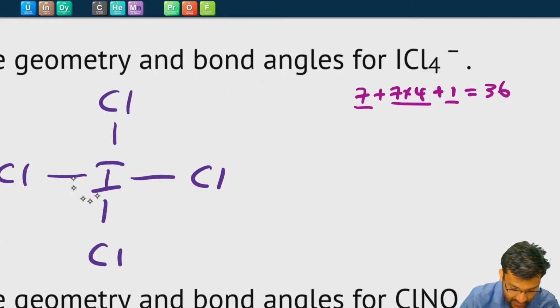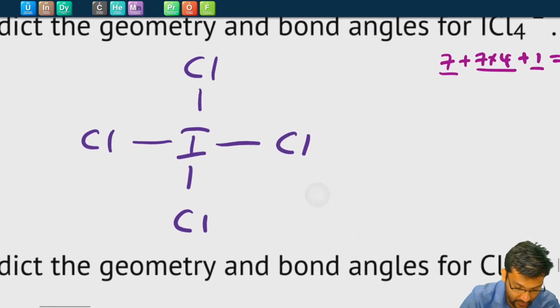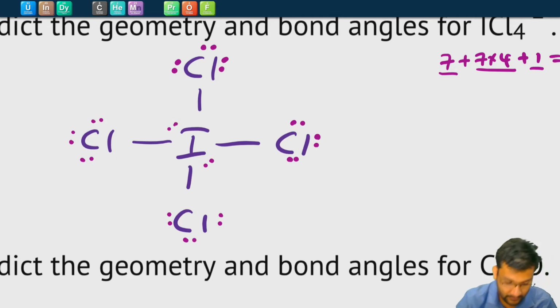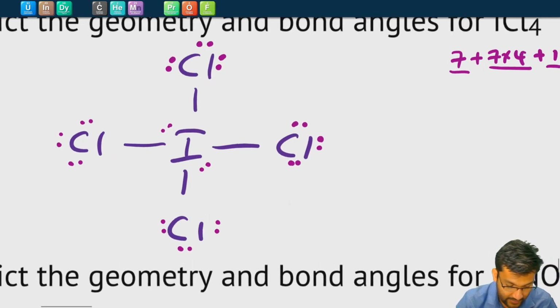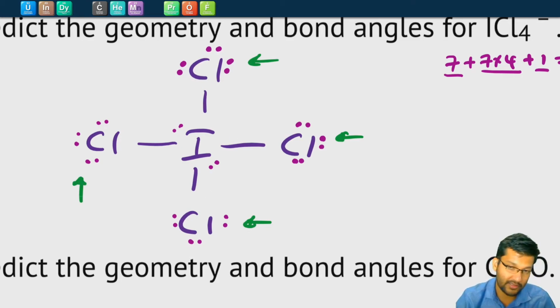We have 4 bonds, so those are 8 electrons. So we're left with 28 electrons remaining. So let's add them. 2, 4, 6, 8, 10, 12, 14, 16, 18, 20, 22, 24, 26, 28. All right, so what do we have? We have a filled octet there, so that's okay. Here, that's okay. Here, that's okay. And here, that's okay.